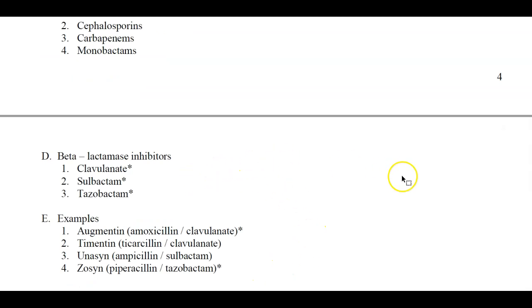So examples of penicillin antibiotics combined with beta-lactamase inhibitors include Augmentin or amoxicillin clavulanate, Timentin or ticarcillin clavulanate, Unasyn or ampicillin sulbactam, and the most commonly seen in the clinical setting, Zosyn or piperacillin and tazobactam. So the first part of this drug is the penicillin, and the second part is your beta-lactamase inhibitor. If you're ever asked what drug class they belong to, the first part would be penicillin and the second part would be beta-lactamase inhibitors.